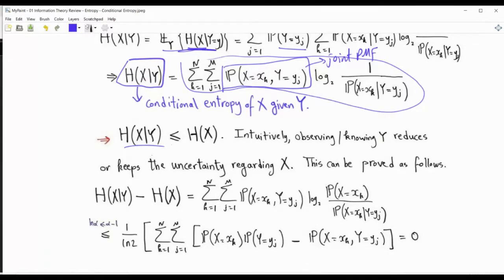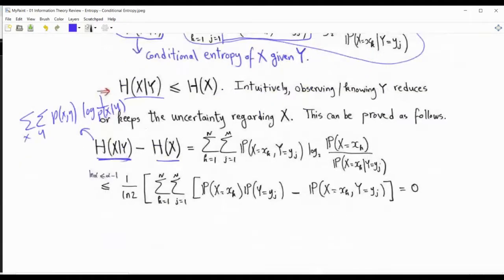To show it, our friend again is the logarithmic inequality. Just take the conditional entropy minus the entropy. The first term is the summation over x and summation over y of P of x,y, the joint, times log 1 over P of x given y. And H of x here is the summation over x of P of x log 1 over P of x.